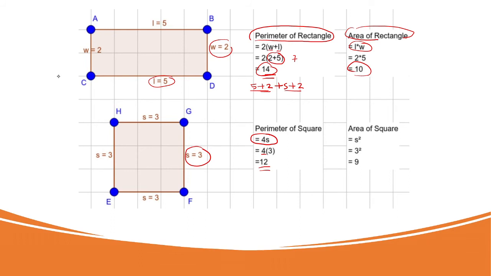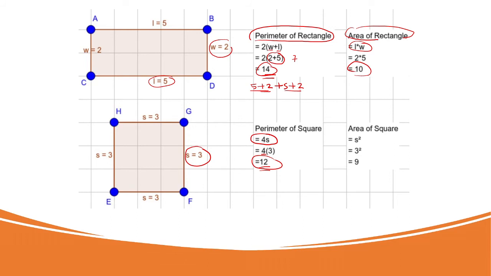Or you can add 3 four times, right? Side plus side plus side plus side. So you can add your side 4 times. So 3 plus 3 plus 3 plus 3. 3 plus 3 is 6, 3 plus 3 is 6, and 6 plus 6 is 12. You get the same answer.